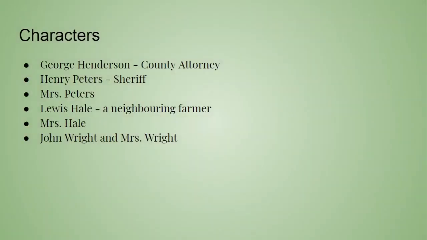And the characters, of course, there is John Wright and Mrs. Wright, but by the time the play begins, John Wright is already dead and murdered, and Mrs. Wright has been accused and arrested and she is in jail now. In order to investigate the crime, there is a county attorney whose name is George Henderson, and there is a sheriff whose name is Henry Peters. Also, there is a neighboring farmer whose name is Lewis Hale. There are two women characters. One is the wife of the sheriff, Mrs. Peters. Another one is the wife of the farmer, Mrs. Hale. So these are the characters of the play.